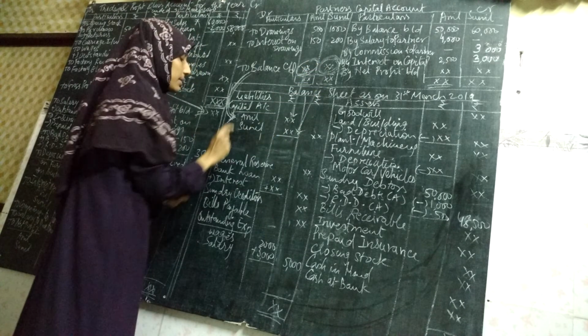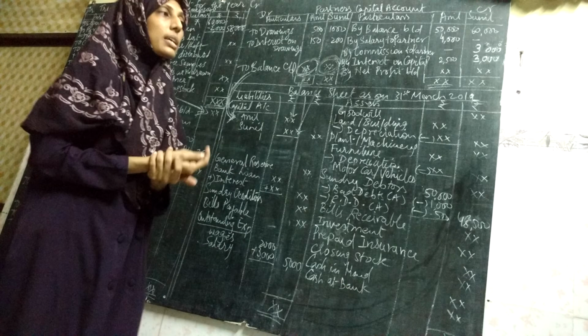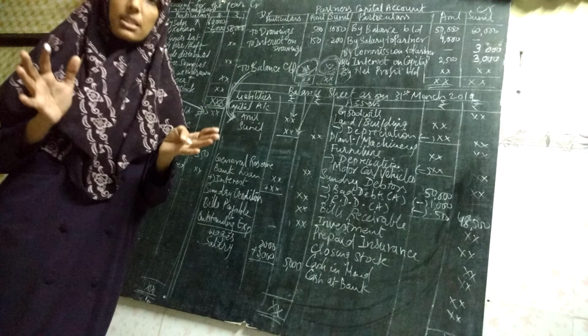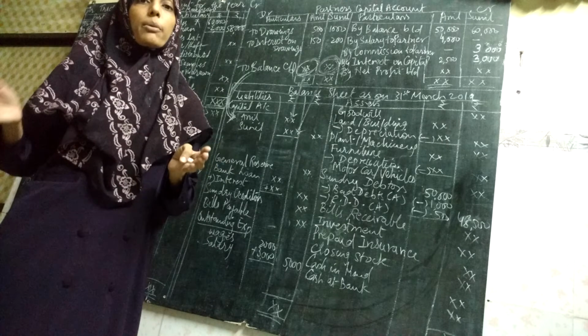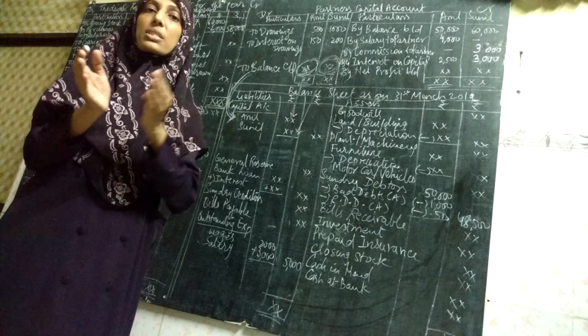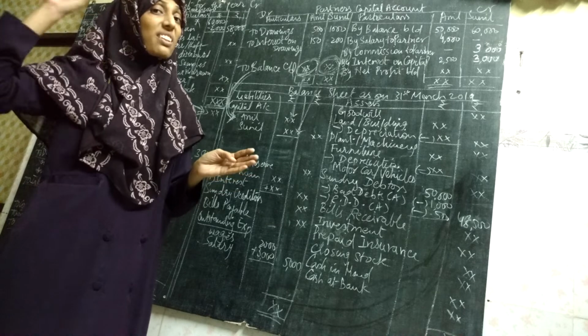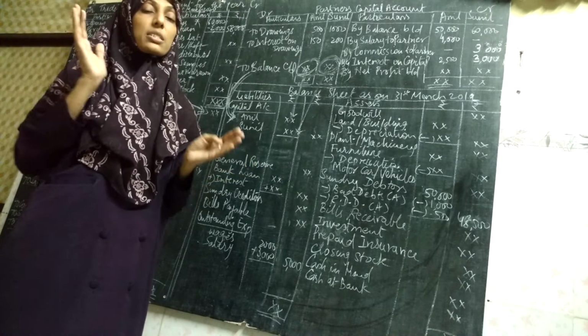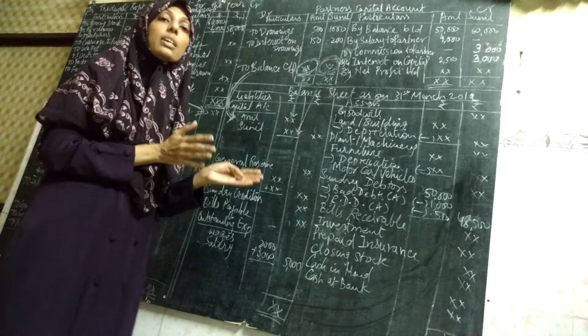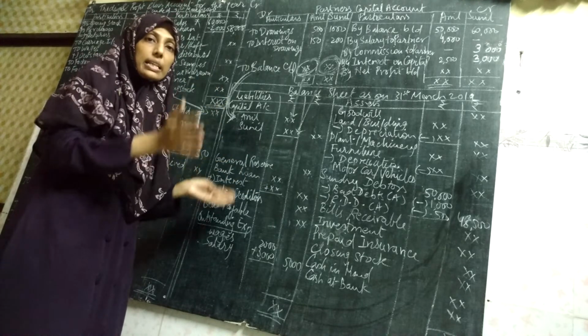Okay. Then there is general reserve. General reserve means the businessman creates reserve from the past year's profits. Some amount is kept aside. The businessman keeps aside some amount from the profits of the earlier years. Thereby he creates a reserve.